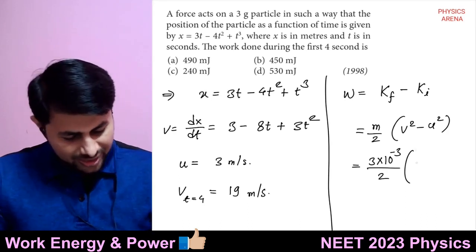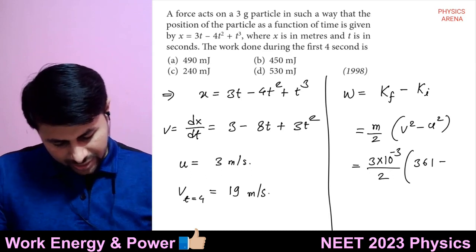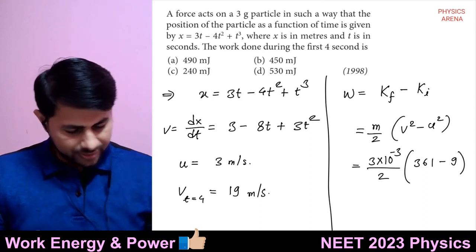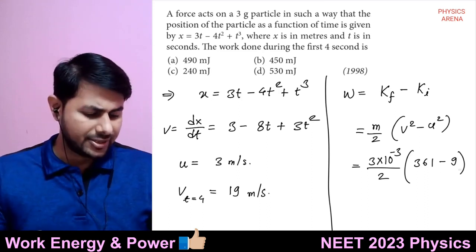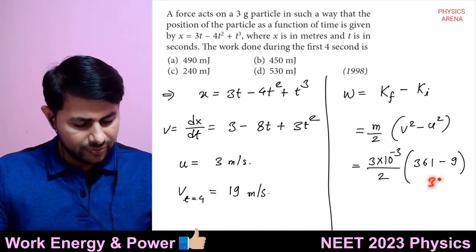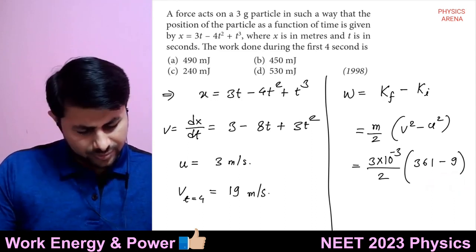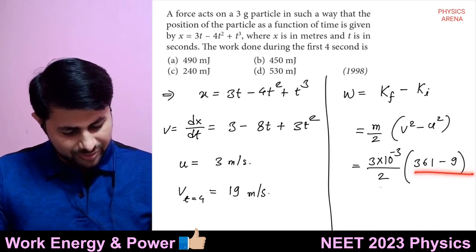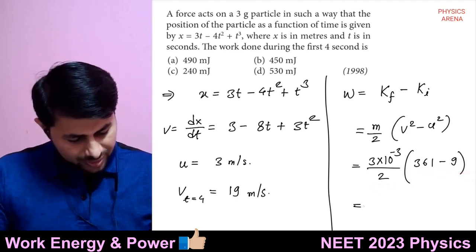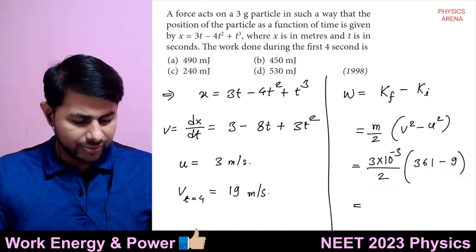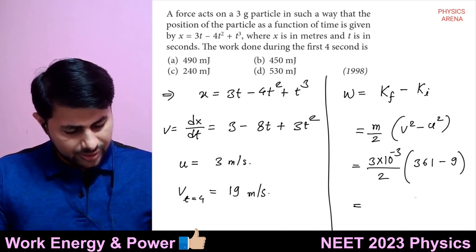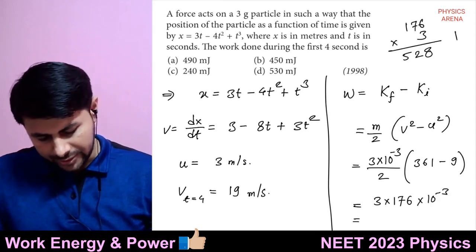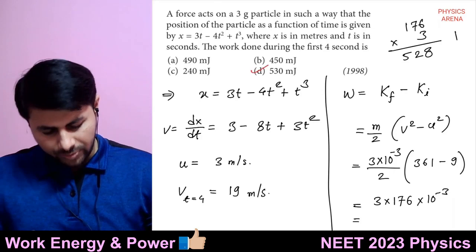All right. So 361 minus u square. How much is u? It is 3. 3 square is 9. So 361 minus 9 is how much? 353. Sorry, 352. 352 divided by 2 will be how much? 176. 176 multiplied by 3 is 528. This is the answer, 530. Option D is the answer.